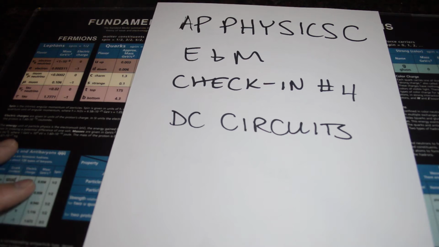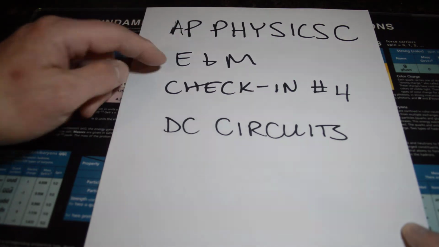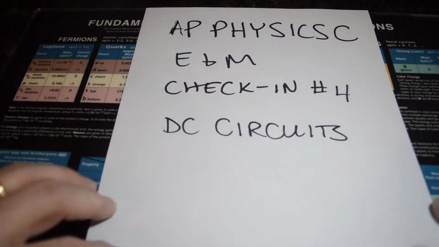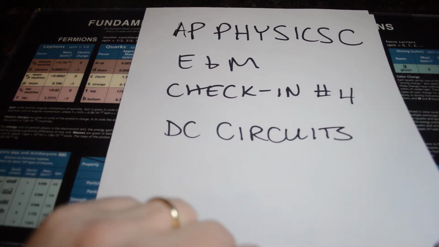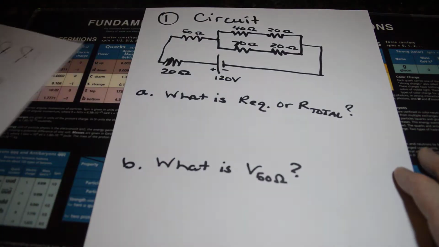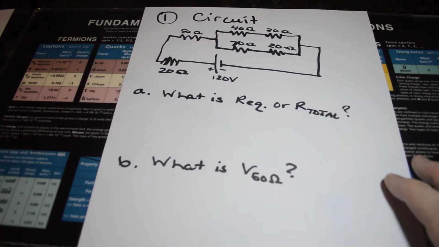Okay, we're back. This is check-in number 4 for AP Physics C, E&M. This one is about DC circuits. So we're going to take a look at some of the questions that I asked. If you haven't seen them yet, go ahead and pause the video and try the problem. Hopefully you can read this.